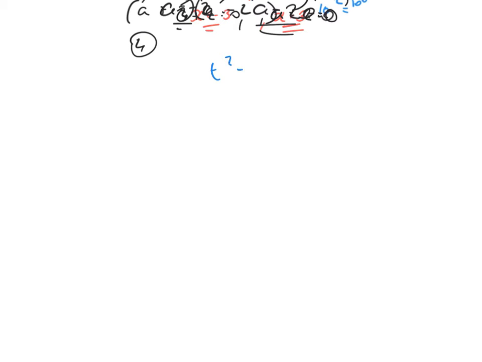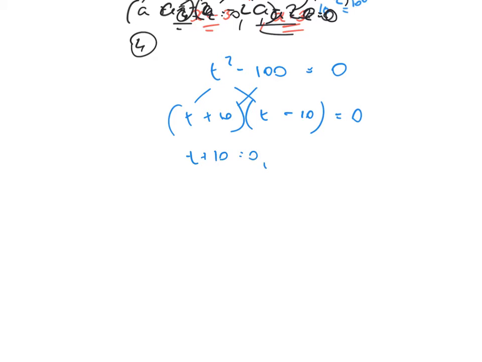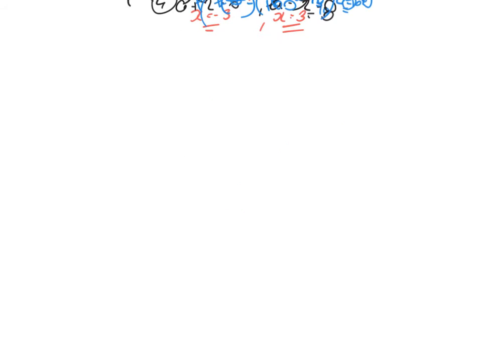Okay, next one, t squared minus 100 equals 0. Okay, bracket with a plus, bracket with a minus. The square root of t squared is t. The square root of 100 is 10. t plus 10 equals 0, or t minus 10 is equal to 0. Okay, so that's t equals minus 10, or t is equal to 10.